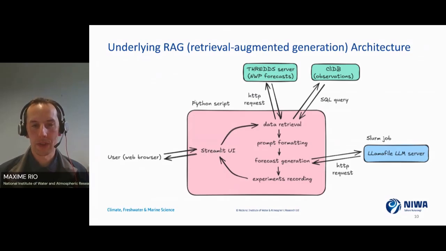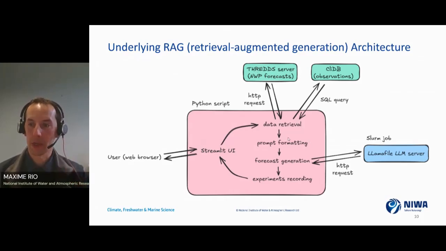All of this is driven by a Python script, which has a dashboard relying on the Streamlit Python package. That will be the web interface with which the user will interact. But then once all the settings have been set, we go to the data retrieval. We are accessing a couple of servers that unfortunately only the same computer can have access to, to retrieve the numerical data from the forecast and also the observations from the database.